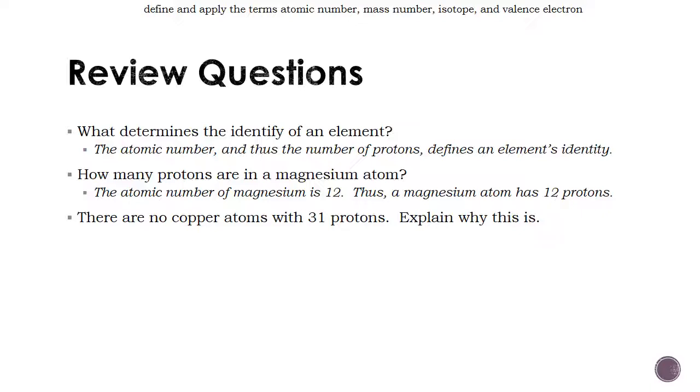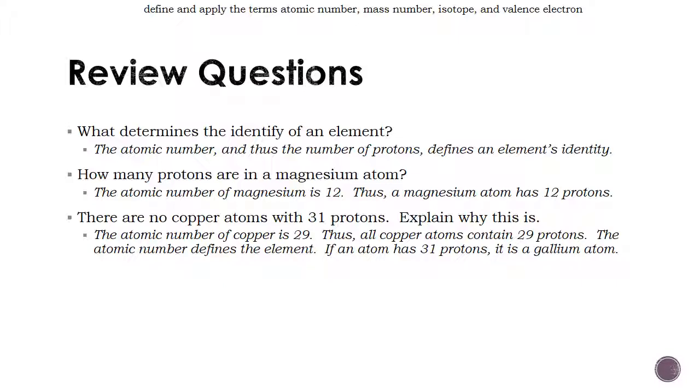Question 3. There are no copper atoms with 31 protons. Explain why this is. If you look at your periodic table, you will see the atomic number of copper is 29. Thus, if you have a copper atom, it has to have 29 protons. There would be no such thing as any copper atom without 29 protons. This is because the atomic number defines the element. So if we did have an atom with 31 protons, looking at your periodic table, you would see that would be a gallium atom, because gallium is atomic number 31.